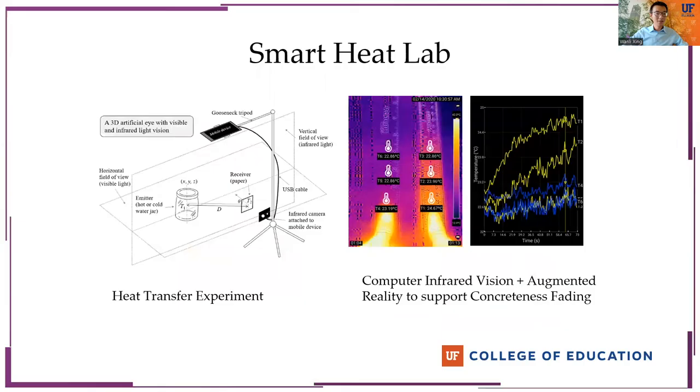Here we call it a smart heat lab, which means students learn heat transfer, which is a key concept in the science classroom. So we use computer infrared vision and place the abstract concepts over the physical materials, so that students not only can interact with the physical materials, but also understand the key abstract concepts behind it.